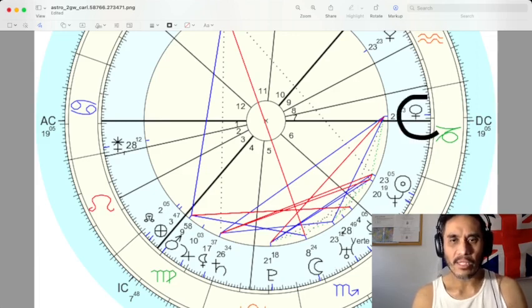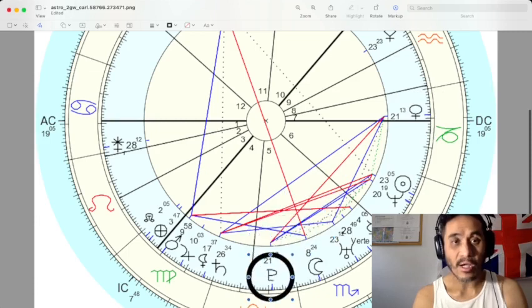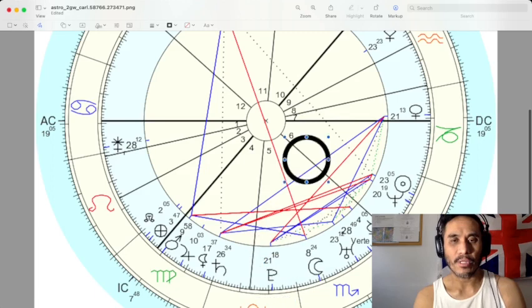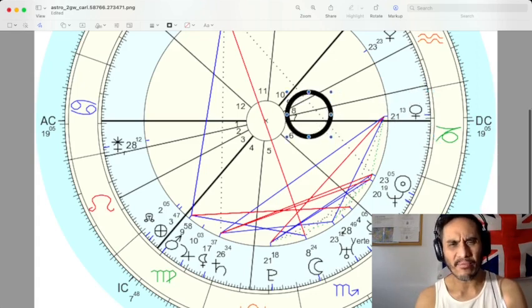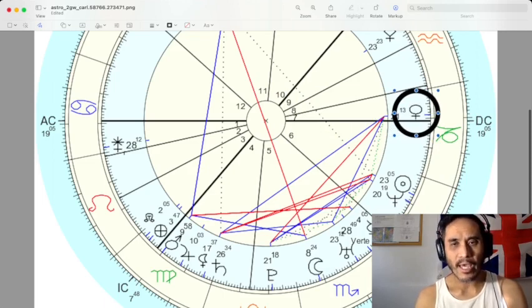Because you notice here that Venus is actually square to his Pluto. So that means that there's a lot of relationship power struggles. And we actually talked a little bit after the session. Narcissism. Yes, makes sense. Narcissistic relationships. Because Venus is in the seventh house. It's right at home. And it's in Capricorn, so there's a limitation to those things.